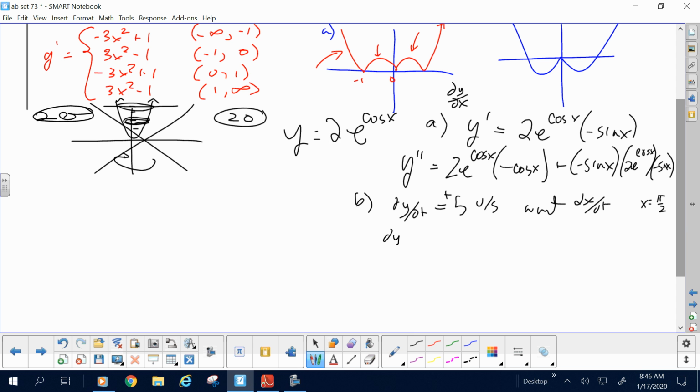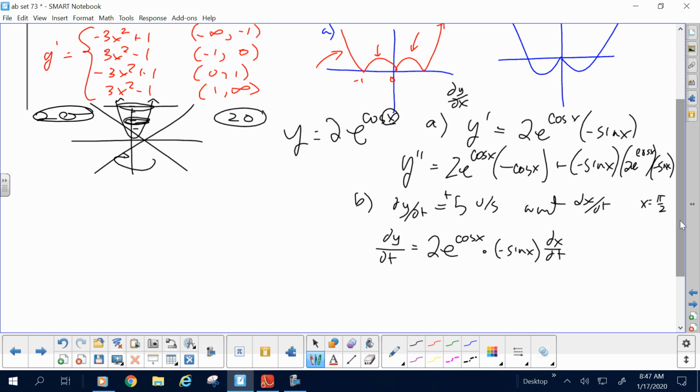So if I take the derivative with respect to time, what is the derivative of 2e to the cosine of x with respect to time? There's a subtle chain rule here. 2e to the cosine x. We just took the derivative of the outside, right? Now take the derivative of the inside. Negative sine of x. Now take the derivative of the very inside. dx/dt. Okay, so there's actually a double chain rule on there.